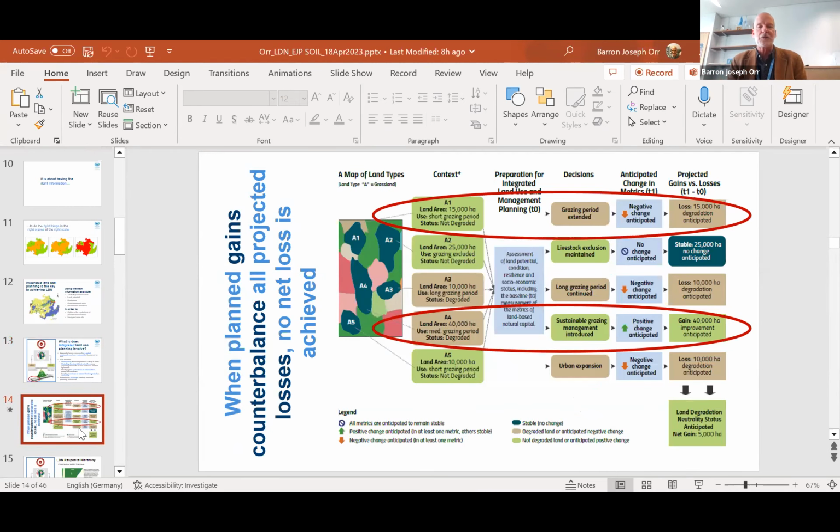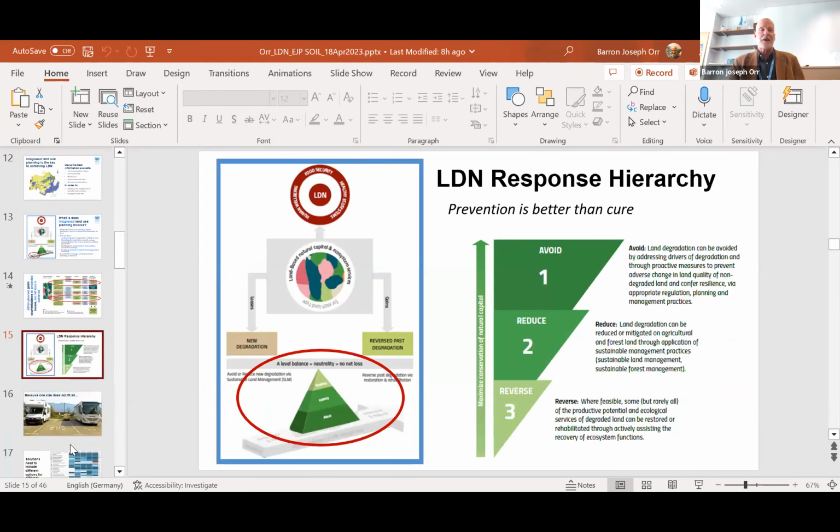In the counterbalancing, we are looking at gains and losses, anticipated gains and losses in the planning process, where we make a decision about all aspects of land for an entire country, and then decide this is where the best use of our resources are for our interventions. And then we have a response hierarchy of avoid, reduce, and reverse land degradation that I already went through a moment ago, where prevention is better than cure. It's a lot easier, a lot cheaper, and much more effective to avoid degradation than it is to fix something that is degraded.